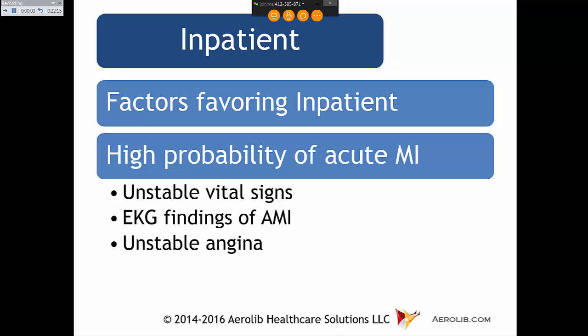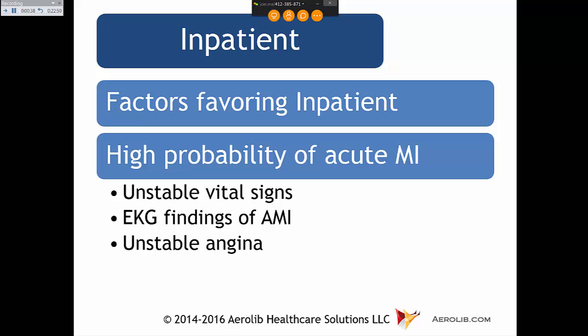The opposite spectrum is when do we think this patient is going to be in the hospital as an inpatient. Again, these are based on some screening tools, but even when we look at the CMS two-midnight rule, consider a patient with a high probability of an MI, with unstable vital signs, blood pressure of 90/50, heart rate shooting up to 110, 120, or even bradycardic at 30 or 40. There are EKG findings that suggest an acute MI, and you're putting this as unstable angina.